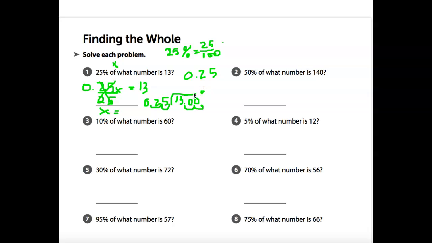Oops, make that line a little longer. Okay, so now we have to divide. How many 25s are in 1? We know that's 0. How many 25s are in 13? We know there's none there. So now we're looking at how many 25s are in 130.